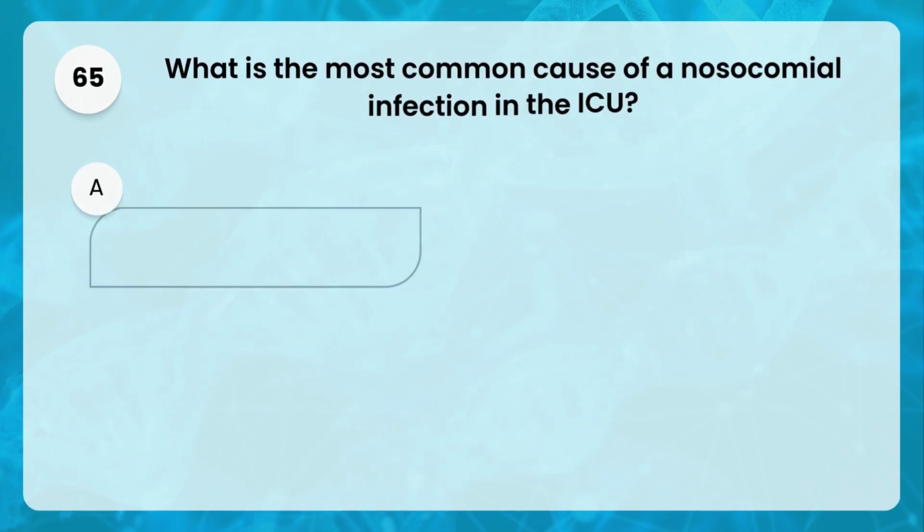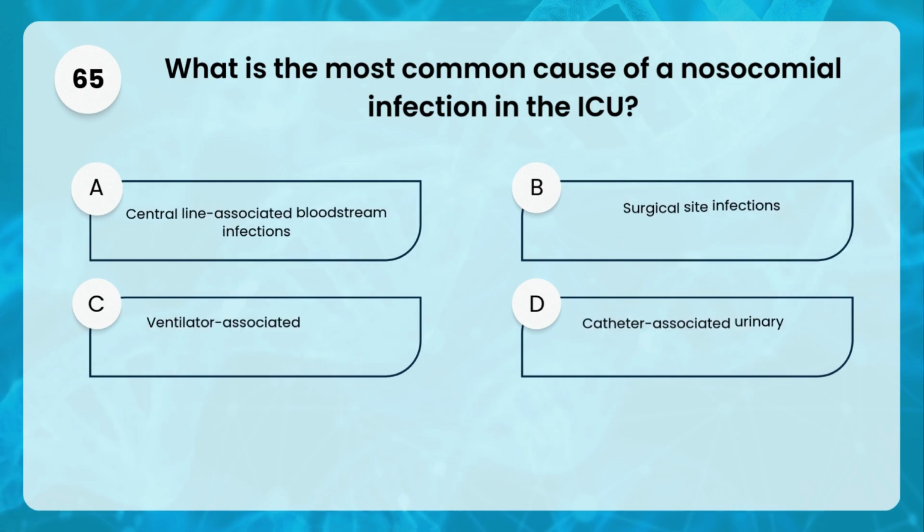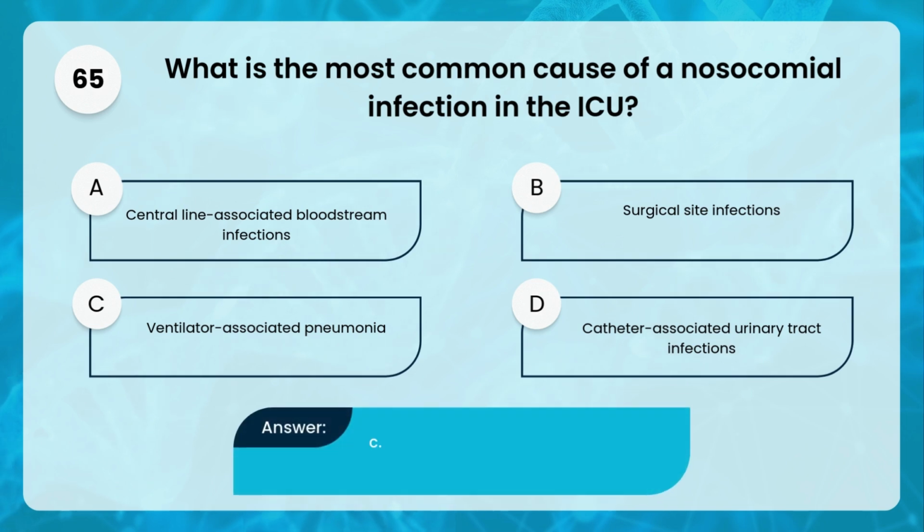65. What is the most common cause of a nosocomial infection in the ICU? A. Central line associated bloodstream infections, B. Surgical site infections, C. Ventilator associated pneumonia, or D. Catheter associated urinary tract infections? The answer is C, ventilator associated pneumonia.